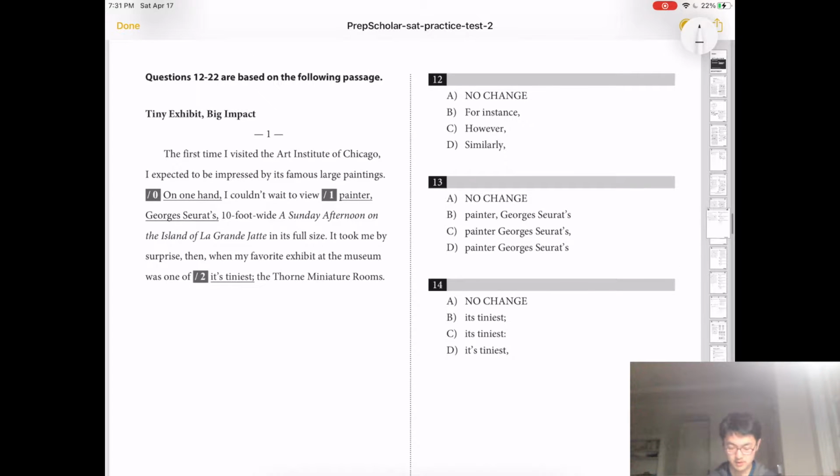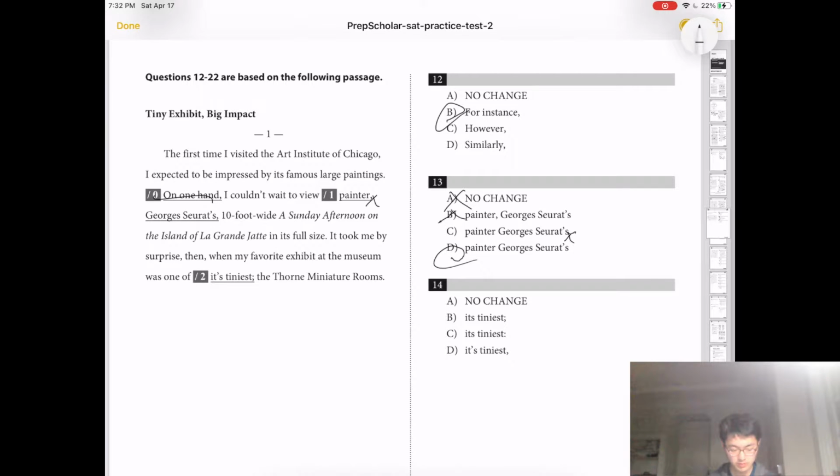Alright, let's begin. The first time I visited the Art Institute of Chicago, I expected to be impressed by its famous large paintings. It's not "on one hand" because the next sentence gives an example, so it would be "for instance." For instance, I couldn't wait to view painter George Seurat's. You don't need a comma here because it's painter George Seurat, not painter, George Seurat. So this is incorrect. And you don't need a comma there either, so the answer would be B.